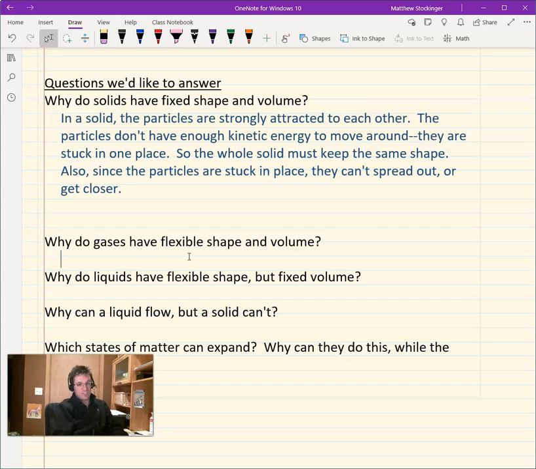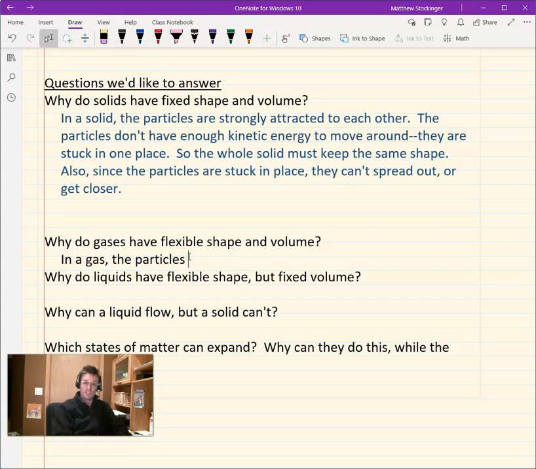I'm going to give you a sentence starter, and then I'm going to have you pause the video and try this one for yourself. Okay. In a gas, the particles, okay, and you're going to talk about the attractions versus the kinetic energy. Which one is winning? The kinetic energy or the attractions between particles? Okay. And based on which one's winning, what does that allow the particles to do in a gas that they cannot do in a solid? Go ahead and pause the video right now and try to write your own sentence.